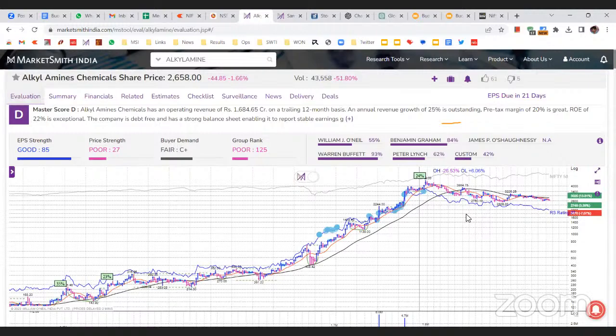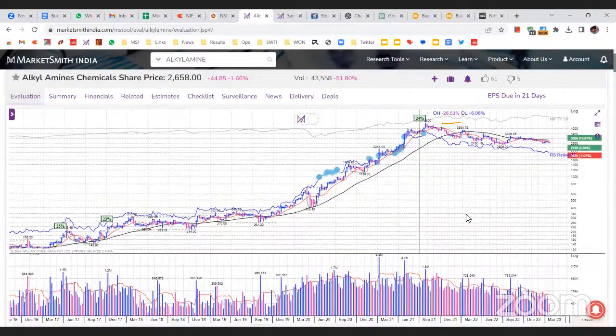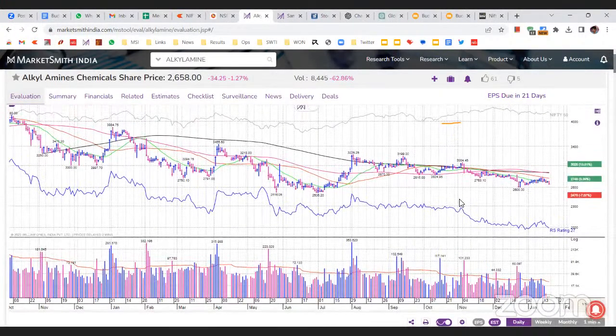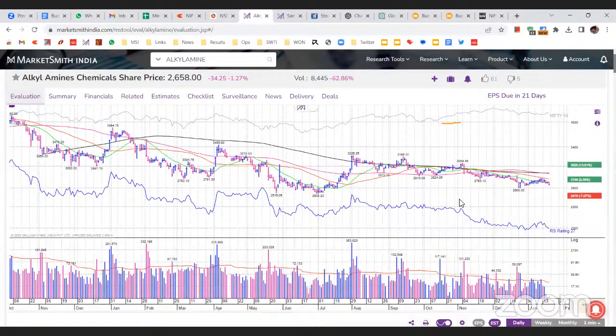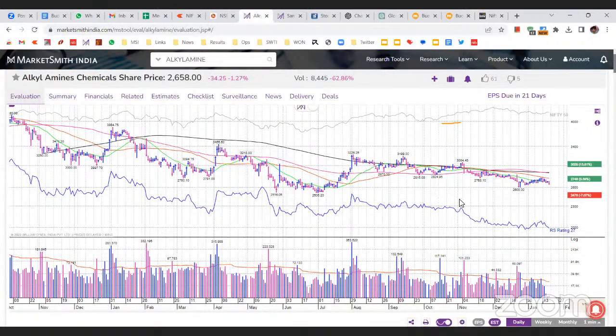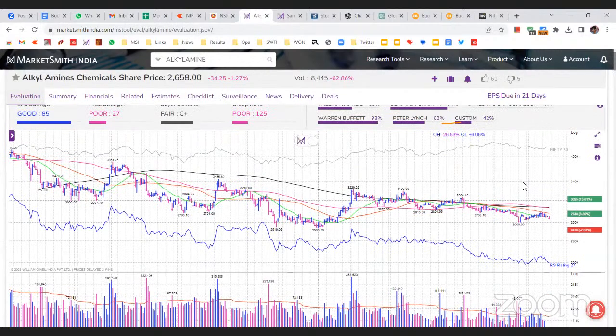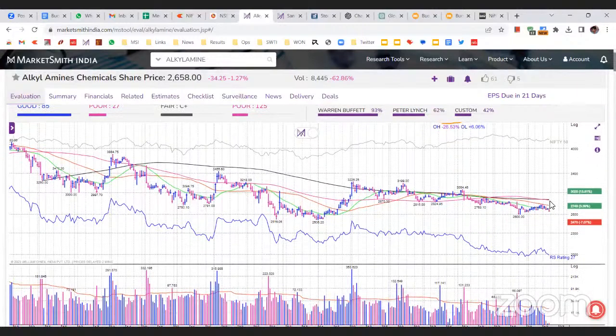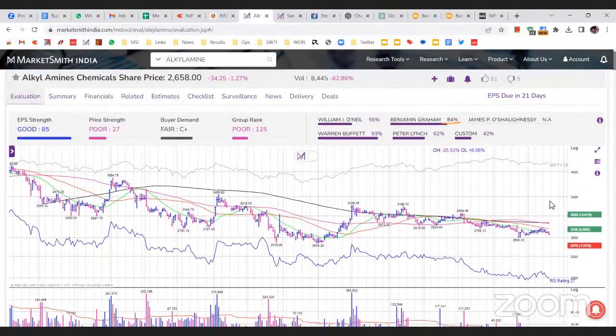In between, it advanced more than 10x, but recently there is some sell-off happening in this stock. This is not specific to Alkyl Amines. Specialty chemicals have been under pressure, and lots of its peers are also seeing sell-offs. Currently, the stock is trading clearly below its moving averages, nearly 7% from its 100 and 200 DMAs, which is not a positive sign according to our view.